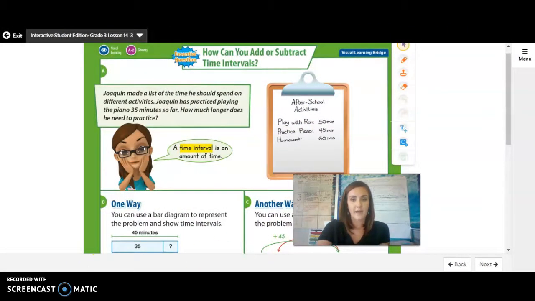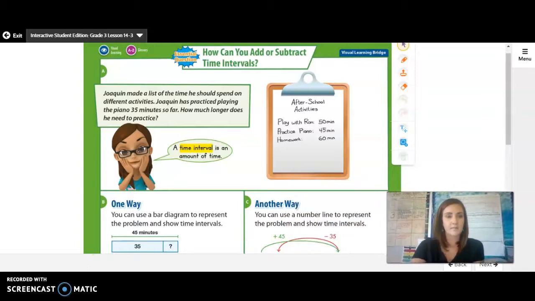So let's look at our problem here. It says, Joaquin made a list of time he should spend on different activities. As you see your list of activities off to the side, Joaquin has practiced playing the piano 35 minutes so far. How much longer does he need to practice?